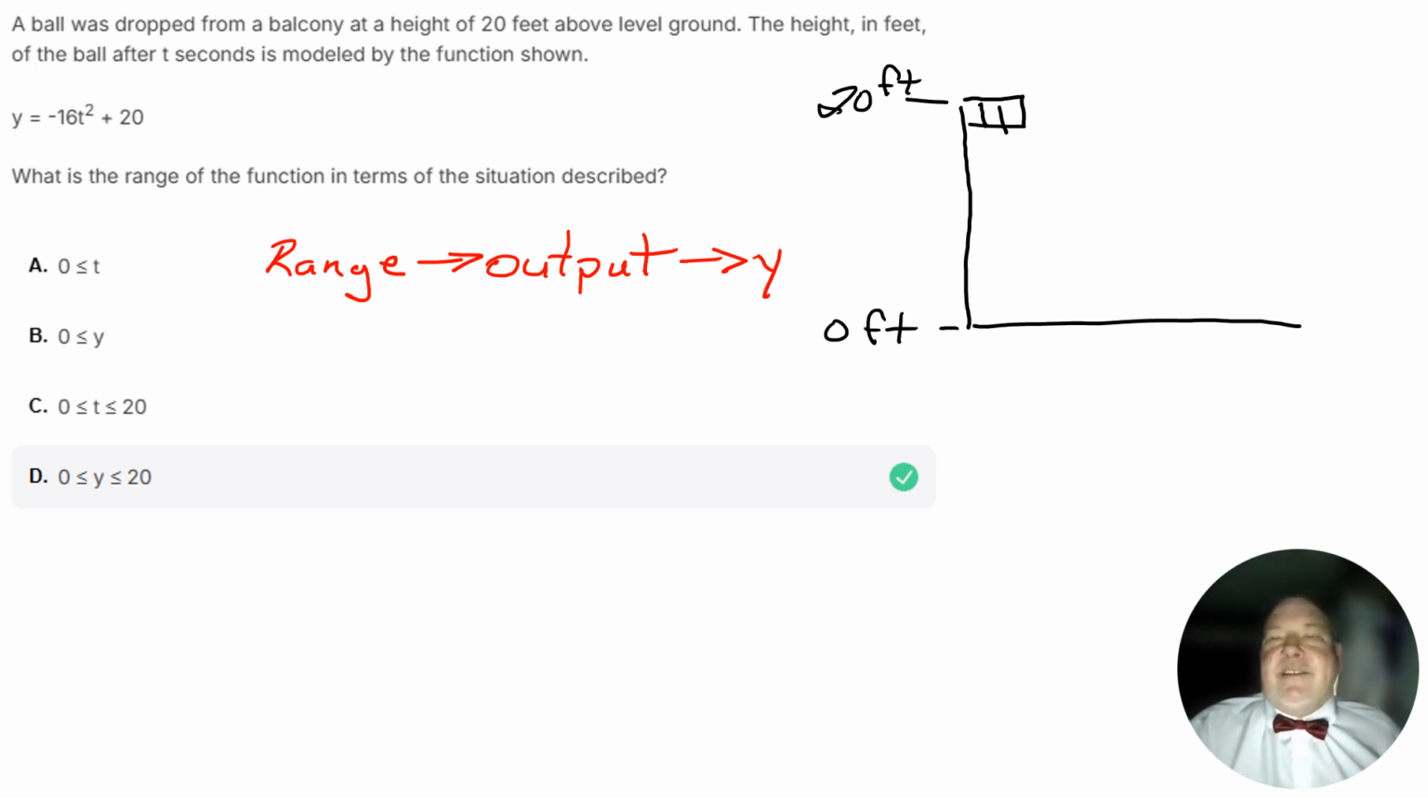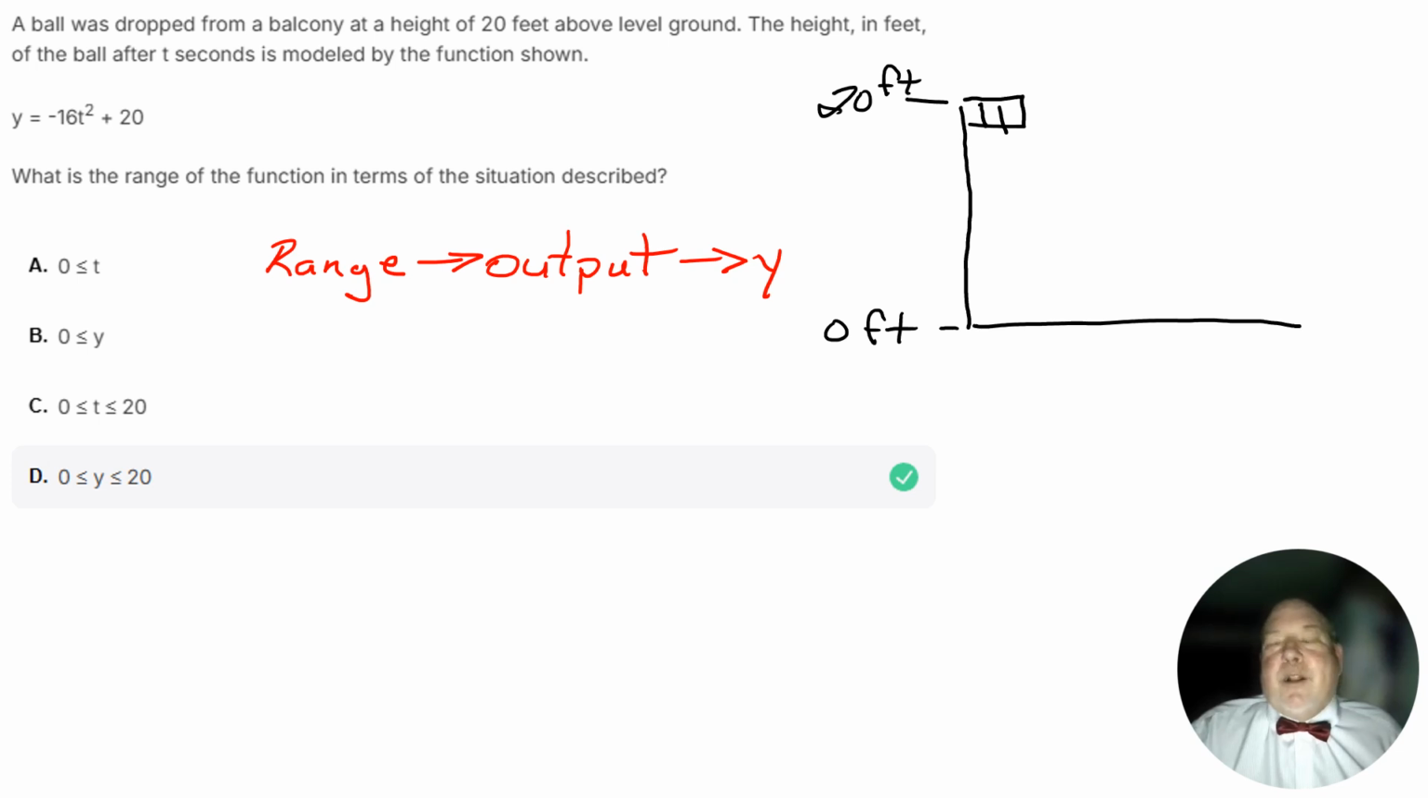So it's asking us about the y values, and what are the constraints on them? What's the biggest range value? What's the smallest range value? Or biggest output, smallest output. So just think about what this is saying. The ball starts at 20 feet, so the greatest y value you could have is 20. Then it falls and hits the ground, and that's 0.